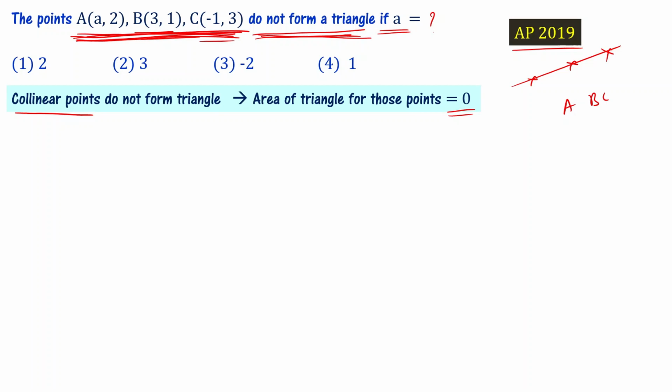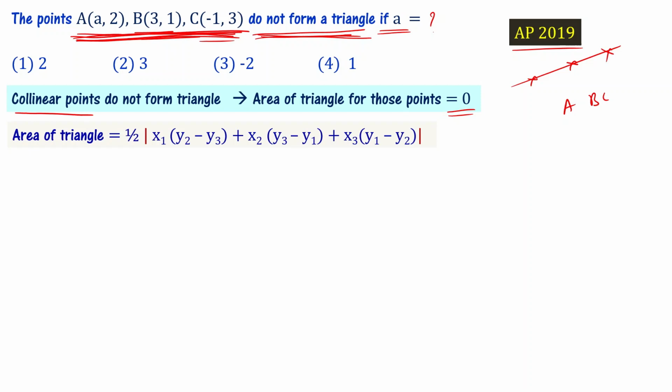రైట్? సో area of the triangle ఫార్ములా ఏంటి మీకు గుర్తుందా? Area of the triangle is defined as half times modulus of x1 times y2 minus y3 plus x2 times y3 minus y1 plus x3 times y1 minus y2. రైట్? ఈ ఫార్ములాని యూజ్ చేసి మనం unknown value ని కనుక్కోవచ్చు. ఎందుకు? Area of the triangle is going to be 0 because these do not form a triangle, right?